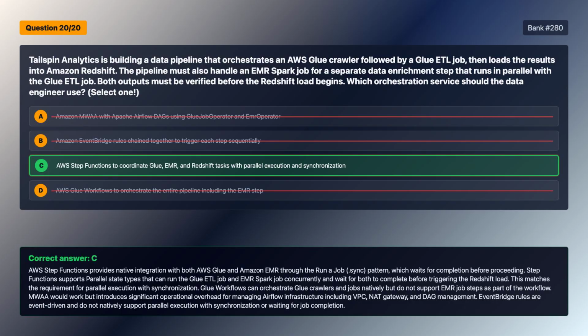Glue workflows can orchestrate Glue crawlers and jobs natively, but do not support EMR job steps as part of the workflow. MWAA would work, but introduces significant operational overhead for managing Airflow infrastructure, including VPC, NAT gateway, and DAG management. EventBridge rules are event-driven and do not natively support parallel execution with synchronization or waiting for job completion.